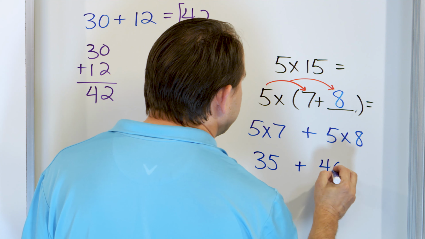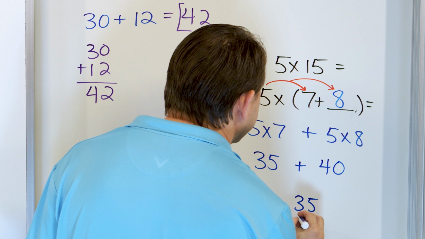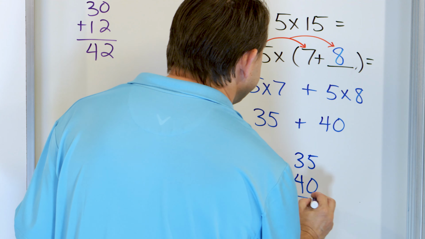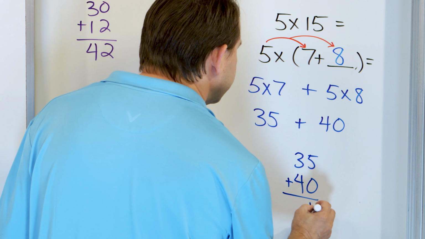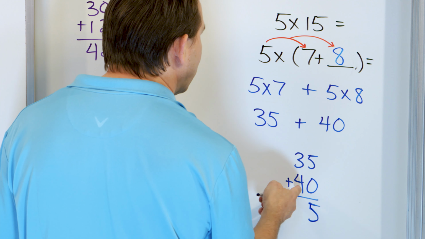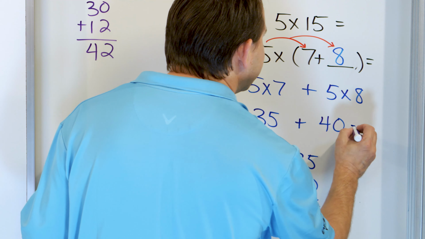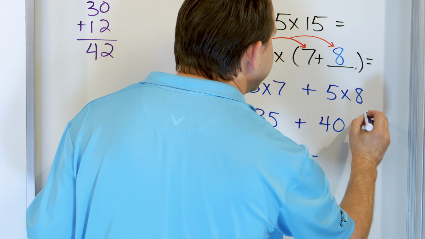Multiplication tables is 40. So 35 plus 40, let's go ahead and add those. 35 and 40, let's add them up. 5 plus 0 is 5. And 3 going up, 4 going up, 5, 6, 7. 3 plus 4 is 7. And so the answer is 75.